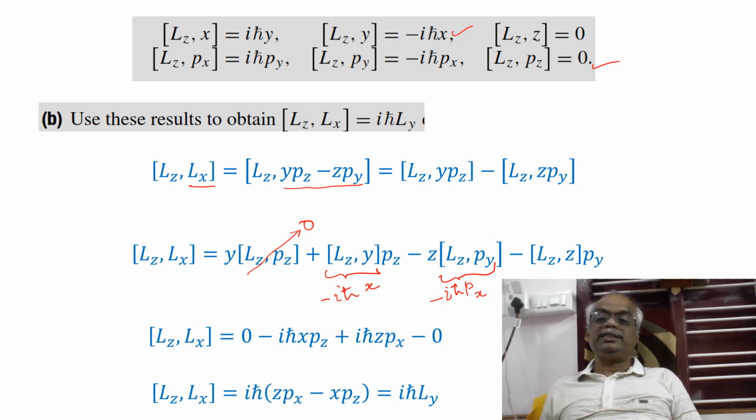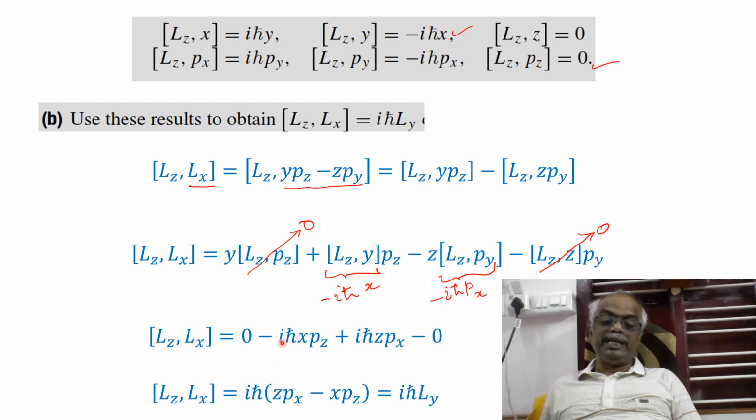What about this? Naturally, Lz will commute with Lz. Lz with z is equal to 0. This is also 0. Now only two terms. Here the first one is minus iℏ cross x, there is pz here. Similarly here, minus of minus will become plus, plus iℏ cross, you have z here and this is px, and this is minus 0.